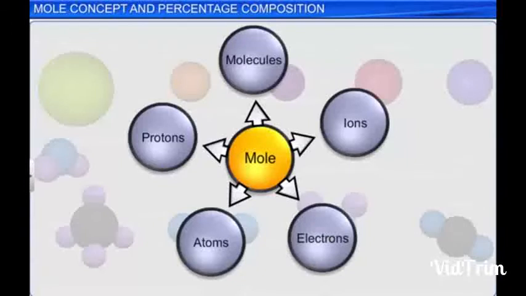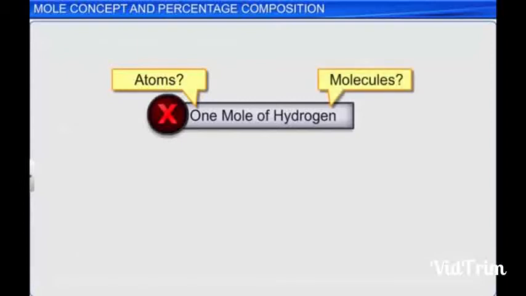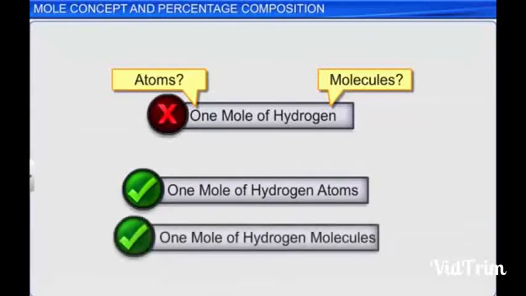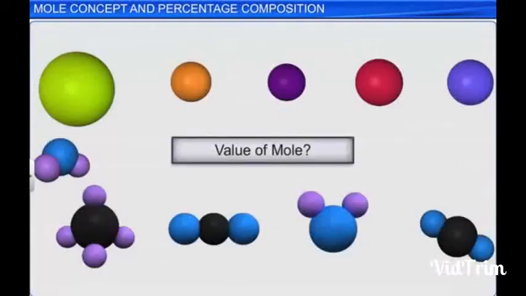For example, saying 1 mole of hydrogen would be incorrect. We need to specify the entity we are referring to. That is, hydrogen atoms or hydrogen molecules. Thus, the correct term would be 1 mole of hydrogen atoms or 1 mole of hydrogen molecules. But what is the value of a mole? Let's find out.